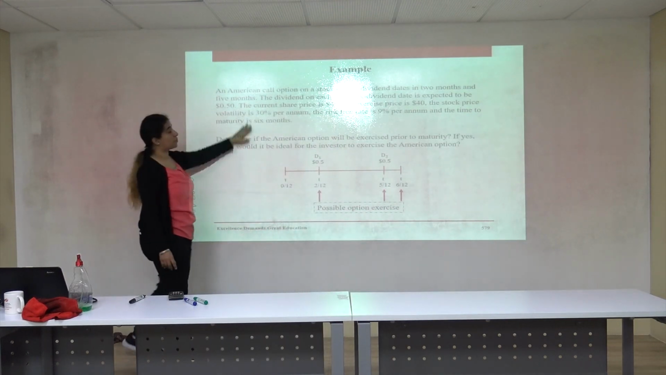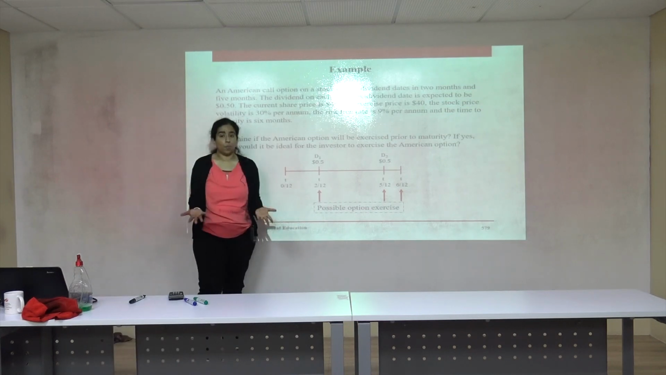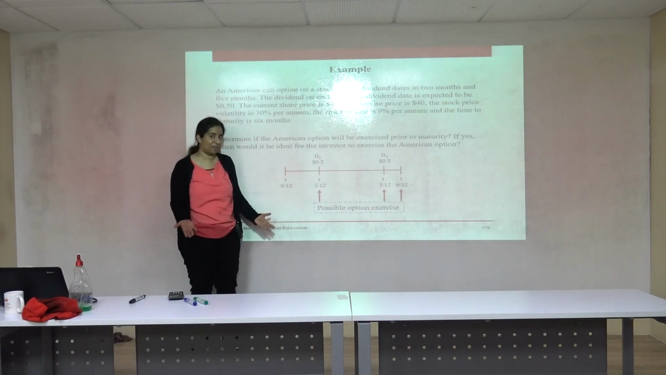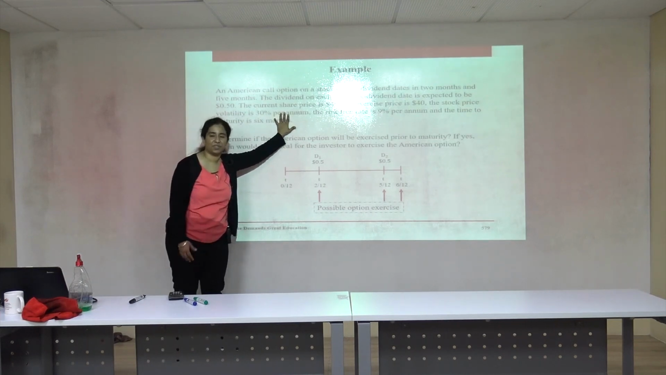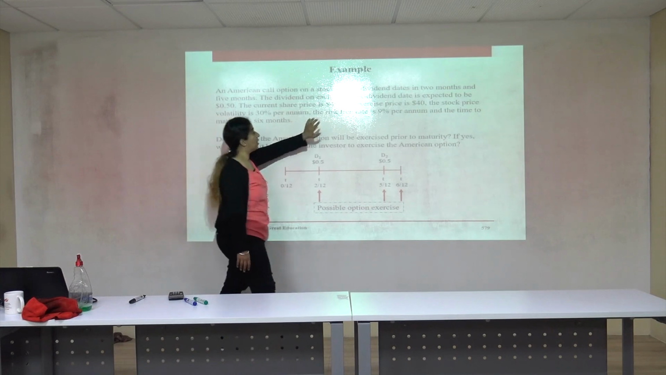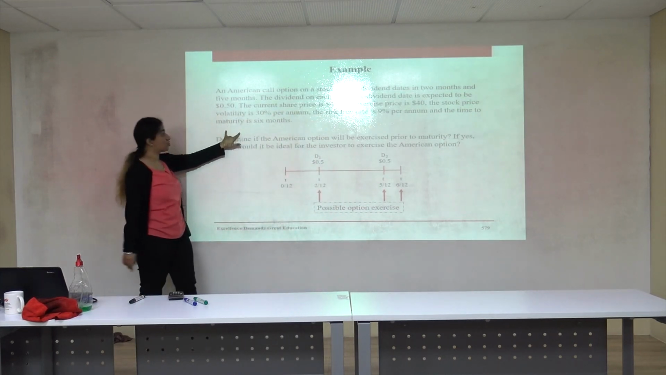They told us that the stock price is 40 and the exercise price is 40, so it's an at-the-money option. No reason to exercise it now because it has no benefit. And the stock price volatility is 30%. You can ignore the stock price volatility, it's unnecessary information. The risk-free rate is 9%, that's something we need. And time to maturity is 6 months.